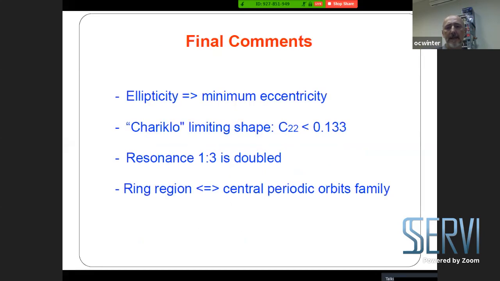Next slide, please. So here are my final comments. The ellipticity shows that there is always a minimum eccentricity. And using that with Chariklo, I use commas here to indicate that the shape could be limited depending on the size or the width of the rings, the inner ring, the outer ring, the smaller one, the narrower one. And in the last line, the ring region is mainly dominated by this central periodic orbit family, not the 1 to 3 resonance. And the last slide.